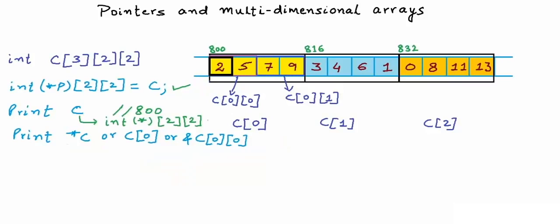C is returning us a pointer to a two-dimensional array of integers. C itself is an array. There is a difference between the two types.